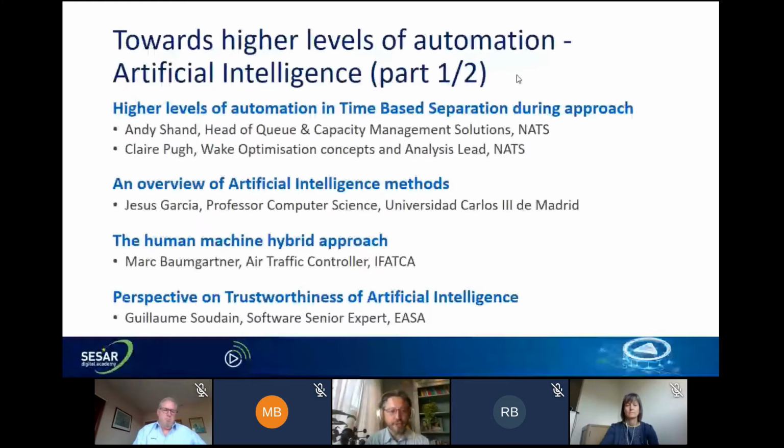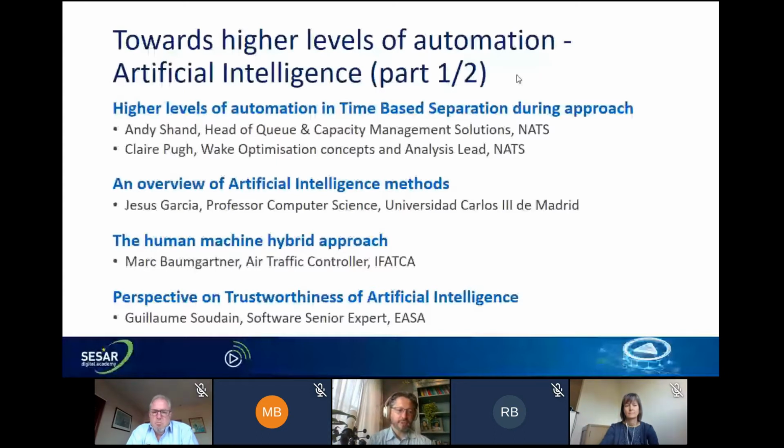in four different sessions. The first one is a warming up. It's an example from NATS about higher levels of automation in time-based separation. So it's a safety-critical environment during the approach. A dual presentation by Andy Shand and Claire Pugh, followed by an in-depth explanation of the different types of artificial intelligence. So first of all, what is artificial intelligence? What is machine learning? What is big data? How does it all relate to each other? And what are the opportunities that we see in aviation?